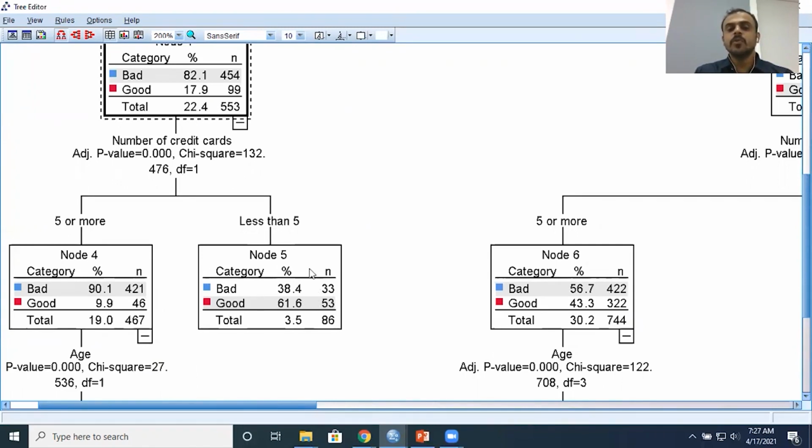So this is a terminal node. You can pick up this as a rule and use it for scoring future data sets. Look at the other side. A person belongs to the low income class and the number of credit cards is 5 or more, right? He belongs to the low income class. He also has 5 or more credit cards.